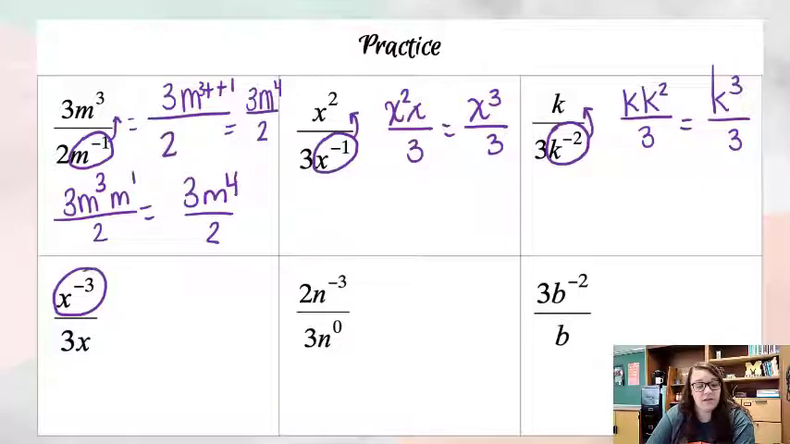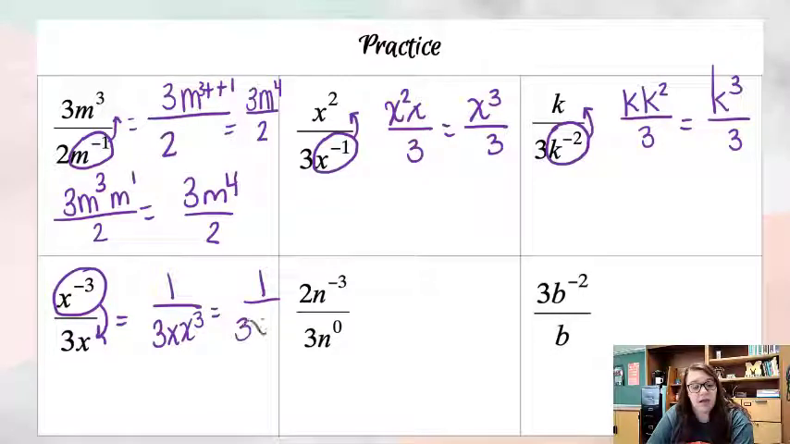A negative exponent that gets moved to the other side. There's nothing left on the top, so I'm going to put a 1. On the bottom, I have 3x times x to the 3rd, or 3x to the 4th on bottom. On the bottom here, I notice I have a 0 exponent. That is now a 1, so really it's just going to go away. And my negative exponent will move to the bottom. So I've got 2 left over on top, and a 3n cubed on bottom.